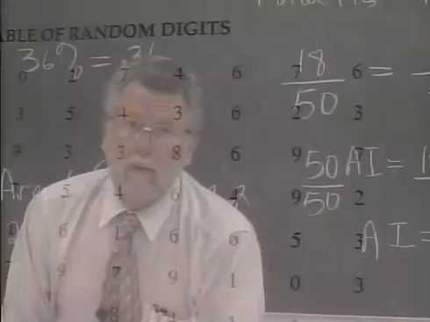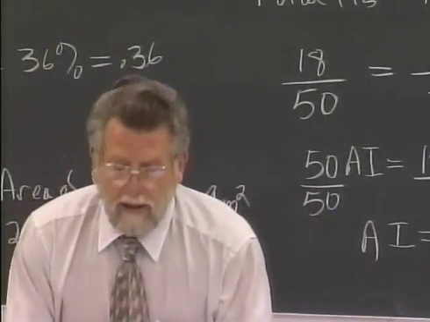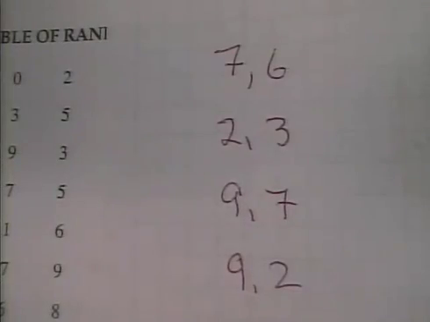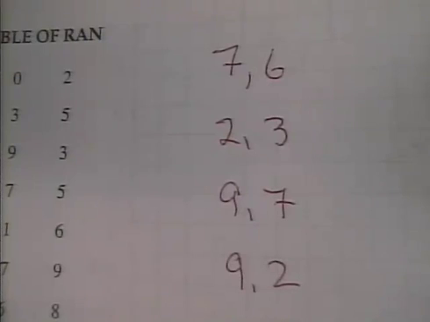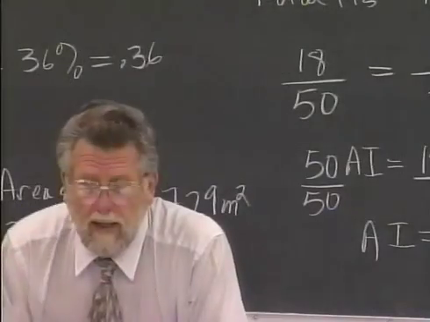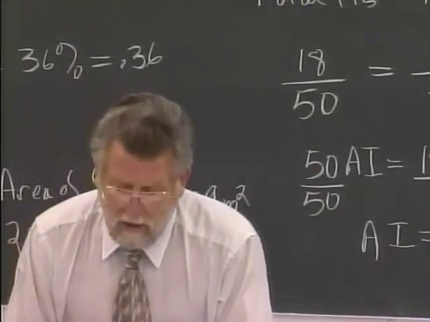Okay, come off there for a moment, Will. Now what I've done is simply write these as ordered pairs. This is what I wanted you to do. So you have the 7-6, the 2-3, the 9-7, the 9-2, and so on. So I'll do these as we look at the grid.